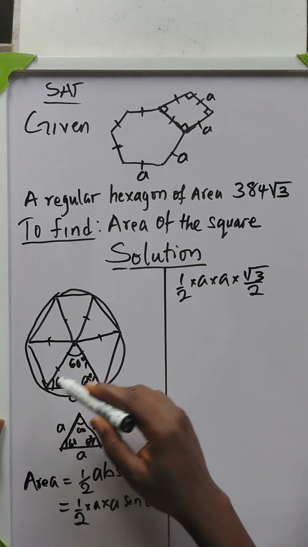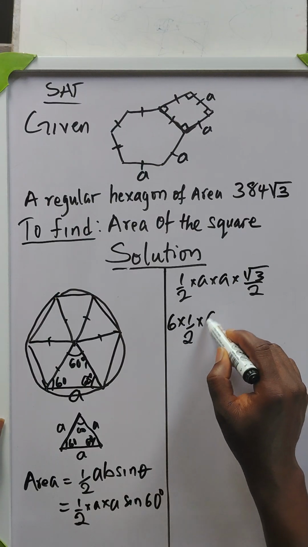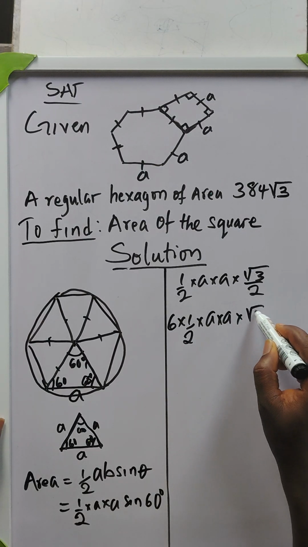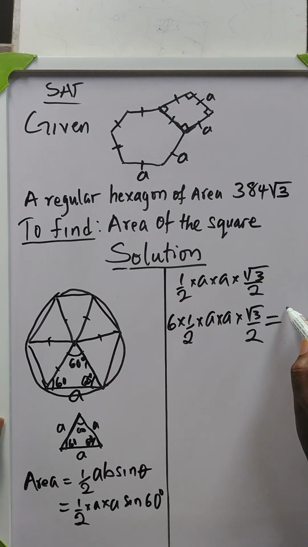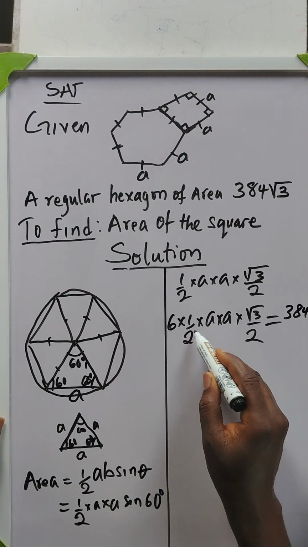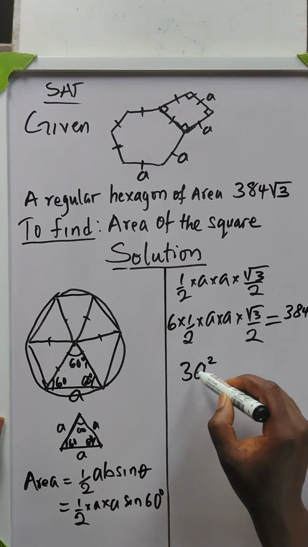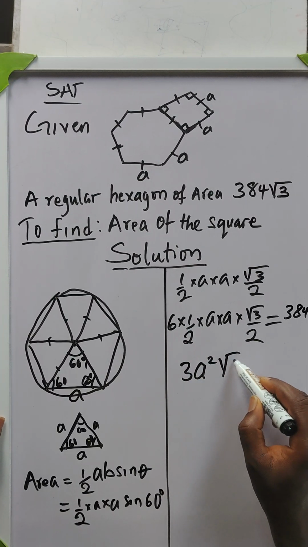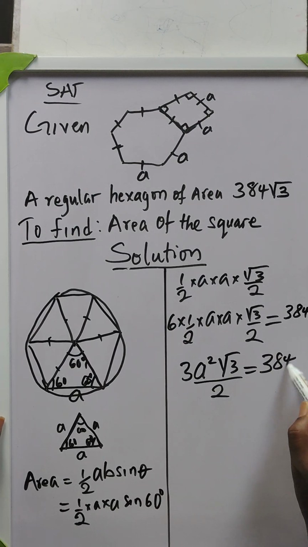Now there are 6 of them, so the total area will be 6 times 1 over 2 times A squared times root 3 over 2. And we were given that this area is the same as this, so this will be 384 root 3. Now solving this, what do we have? The 2 here will give me this. So I have 3A squared, this will cancel this to give me 3. A squared root 3 all over 2 is equal to 384 root 3 all over 2.